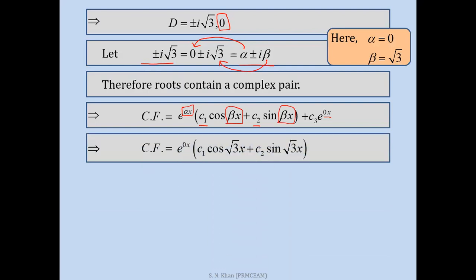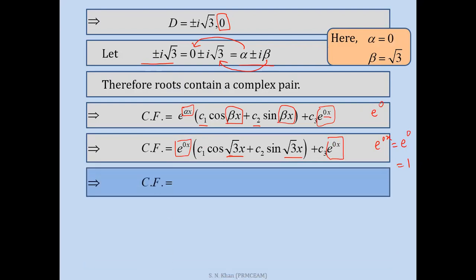So substituting these values here in the CF, alpha equal to 0, so exponential term will become e to the power 0x in bracket, beta it is root 3, so bracket के अंदर आ जाएगा C1 cos root 3x and plus C2 sin root 3x। Okay, now next term plus C3 into e to the power 0x. e to the power 0x is nothing but e to the power 0, and value of e to the power 0 is equal to 1, तो उसे हम रिमूव कर सकते हैं. ये exponential terms यहाँ से remove हो जाएंगे, remaining जो CF रहेगा it will be CF equal to C1 cos root 3x plus C2 sin root 3x and plus C3 only.